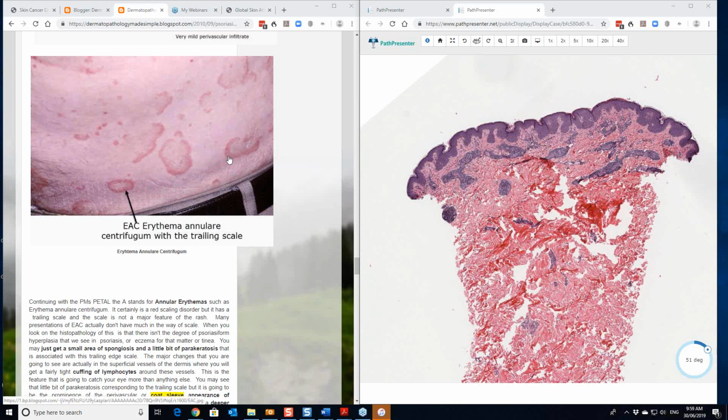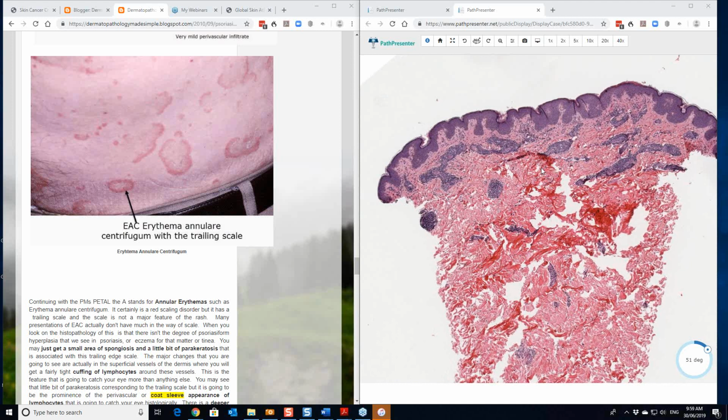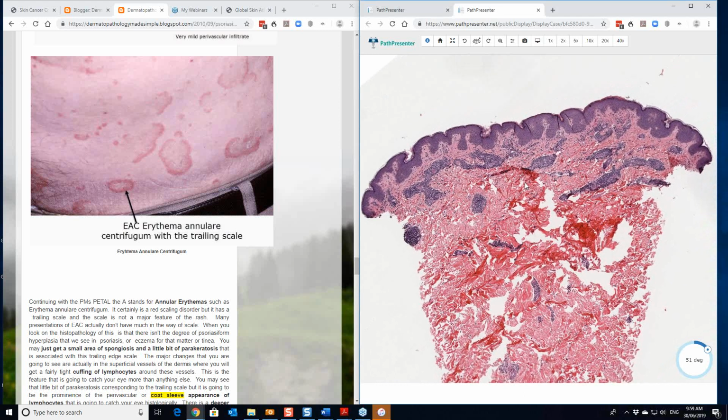So say you're going to biopsy this. You want to try and biopsy where that scale is as well, so you want a bit of that advancing edge and the scale to see. There are, by the way, two variants of EAC. There's the deep variant that doesn't have the scale and the superficial variant that does. And the reason it has the scale is because of a bit of spongiosis. Now, this is a histological example from a past presenter of erythema annularis centrifugum. Let's have a look.